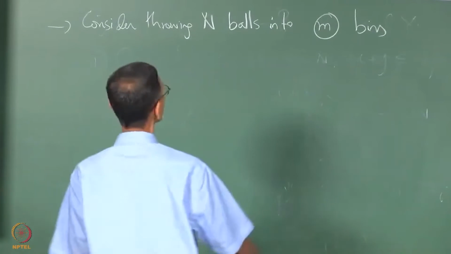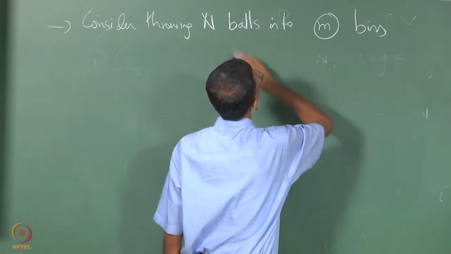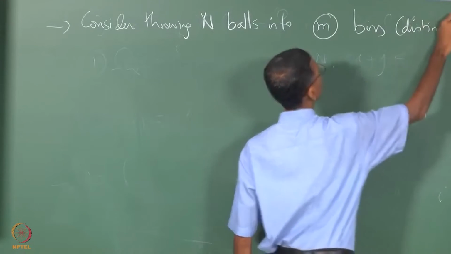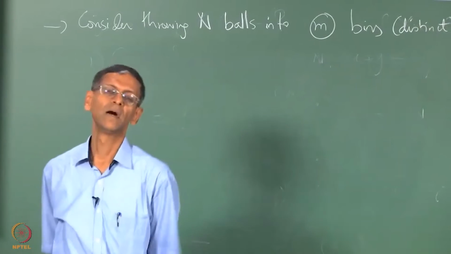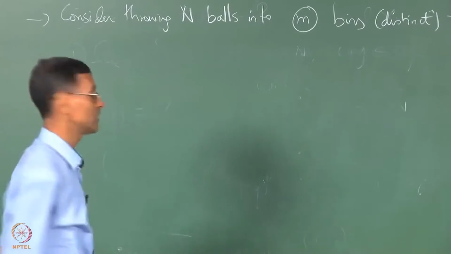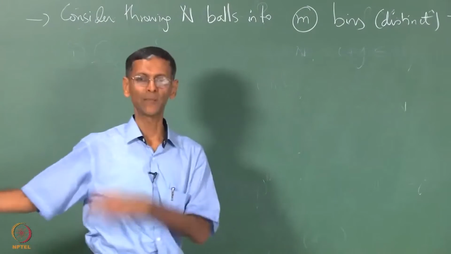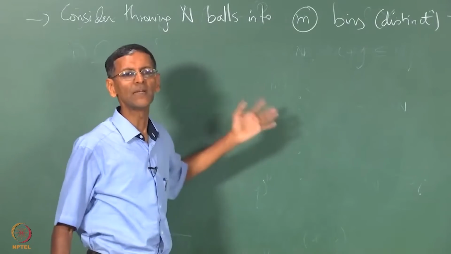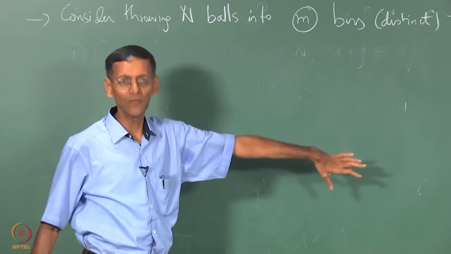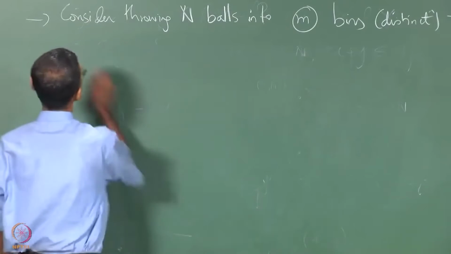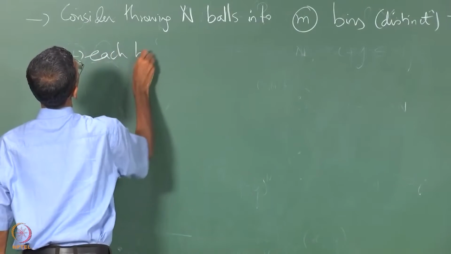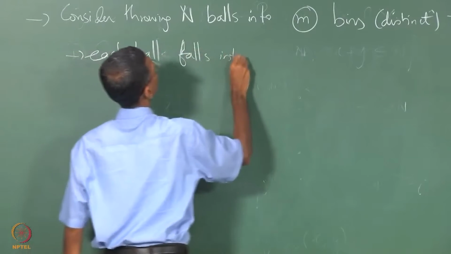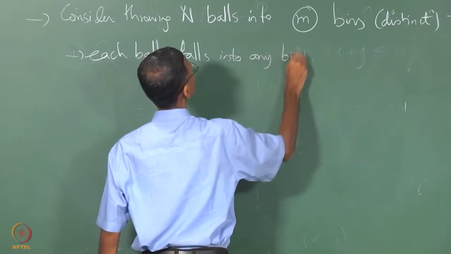So if I throw them, and these bins are distinct, in other words they are numbered 1 to m, you know exactly which bin a ball has fallen into, bin number 1 as opposed to bin number m. So what is the standard assumption you make here? Each ball can fall into any of the bins with the same probability, any bin with equal probability.